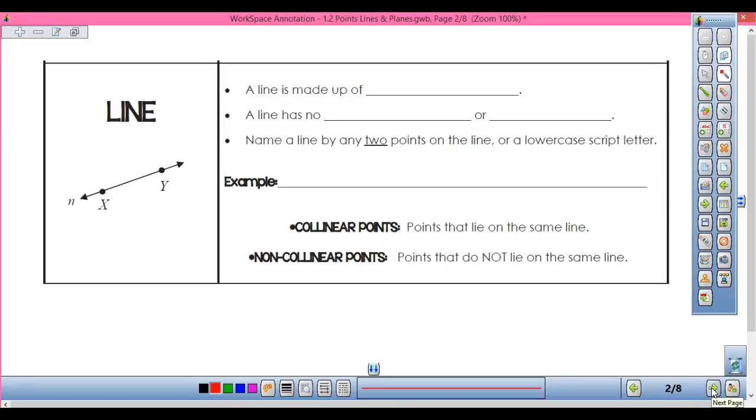Alright, a line is made up of points. Okay, and a line has no thickness and no width.